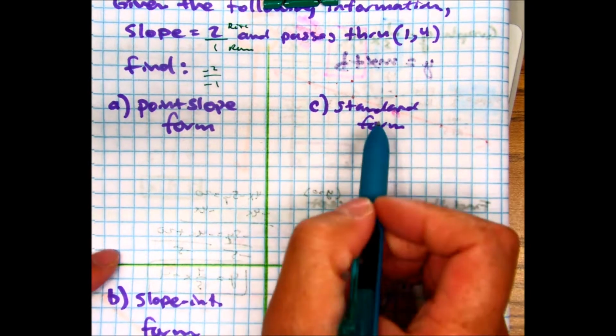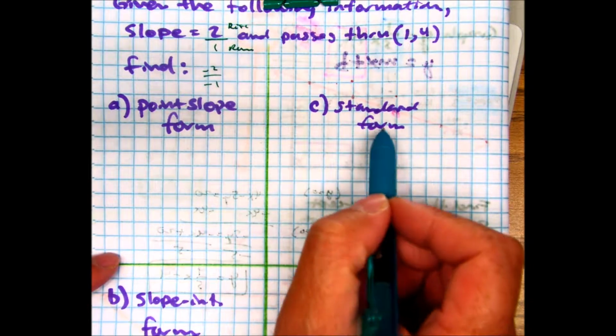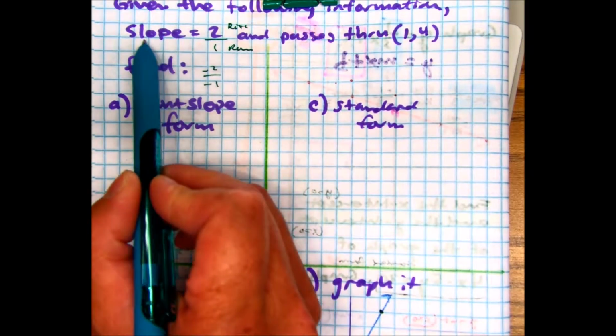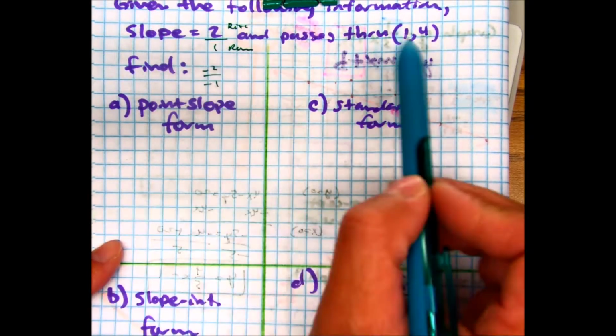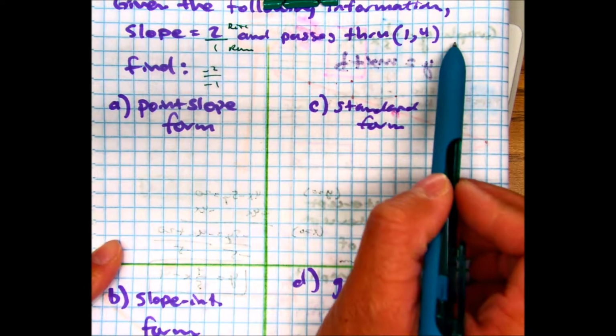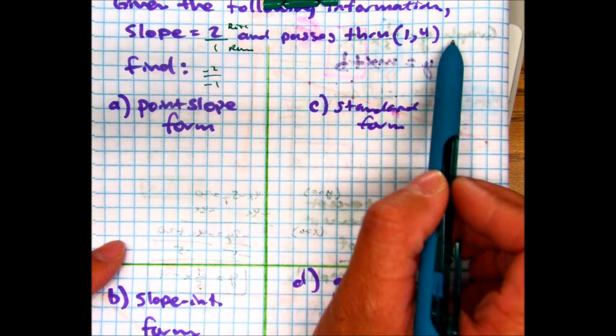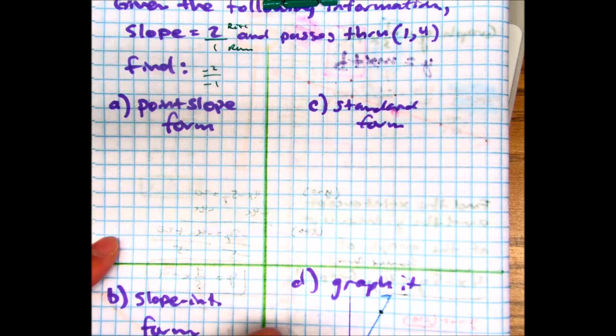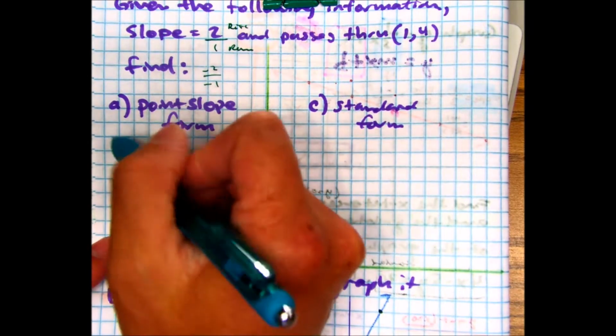Okay, standard form's kind of crazy, right? We would have to use our intercepts and work backwards, but Tatiana, I have a slope and I have a point. Point-slope. We're going to use point-slope form. Tatiana, can you tell me what point-slope form is?